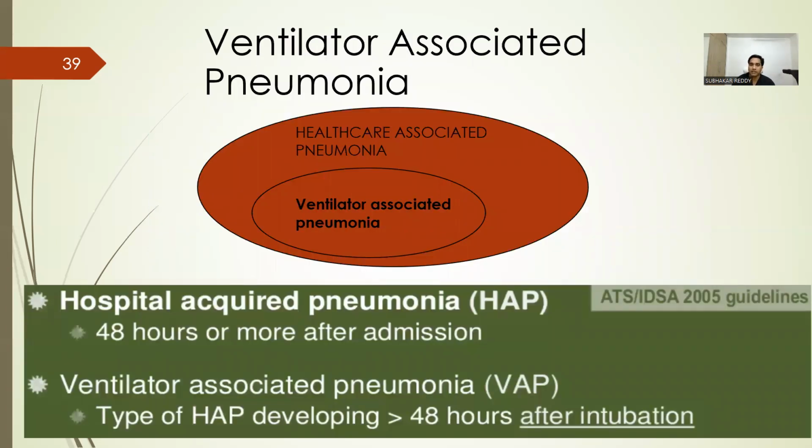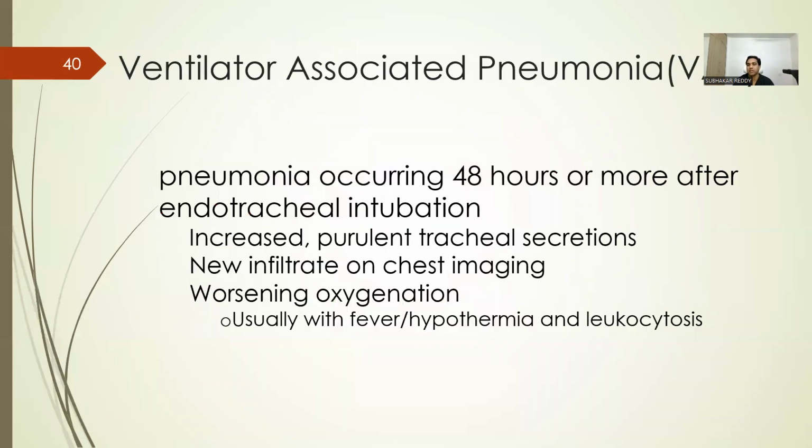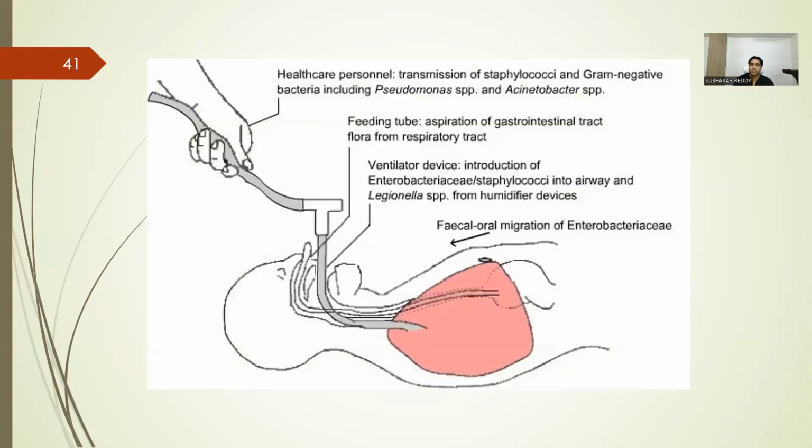Now we'll come to our other aspect, ventilator associated pneumonia. Hospital acquired pneumonia is pneumonia occurring in a patient 48 hours or more after admission. So VAP would be a type of HAP developing more than 48 hours after intubation. That is pneumonia occurring 48 hours or more after intubation with increased purulent tracheal secretions, new infiltrates on imaging, or the patient having worsening oxygenation status with fevers, hypothermia or leukocytosis.